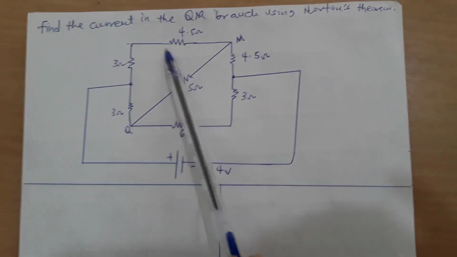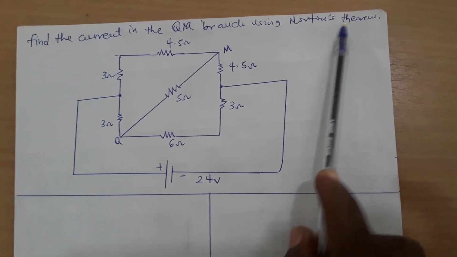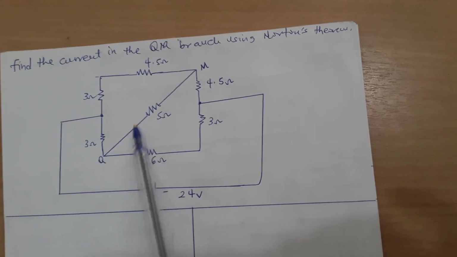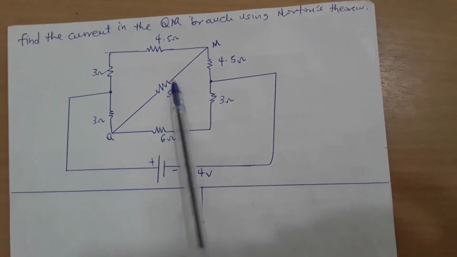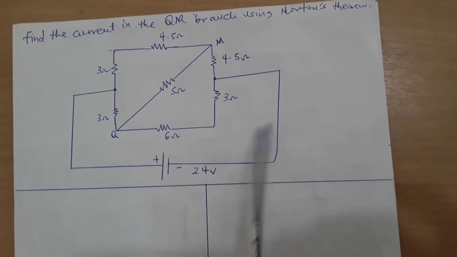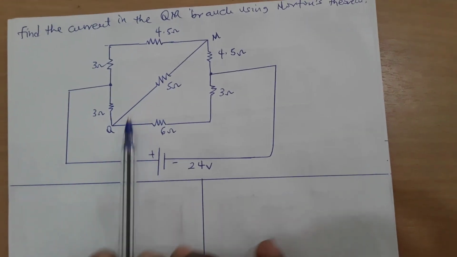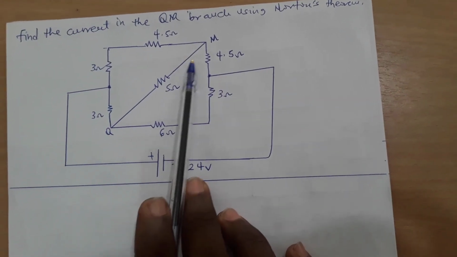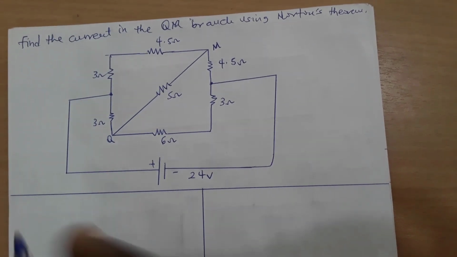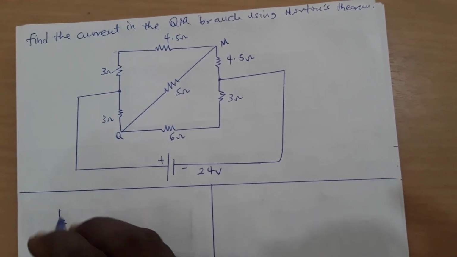So we have to find the current in the QM branch. This is a QM branch using Norton's Theorem. In other words, they are asking us to find the current that will flow through this resistor. Okay, so in Norton, this is what we do. We remove the resistor in question and we find the Norton's current, the short circuit current here. So after removing it, the circuit will look like this.